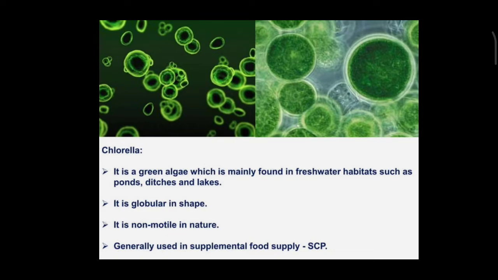And next, we are going to see about the Chlorella. It is a green algae which is mainly found in freshwater habitats such as ponds, ditches, and lakes. It is globular in shape. It is non-motile in nature, generally used in supplements of food supply, such as single-cell protein.